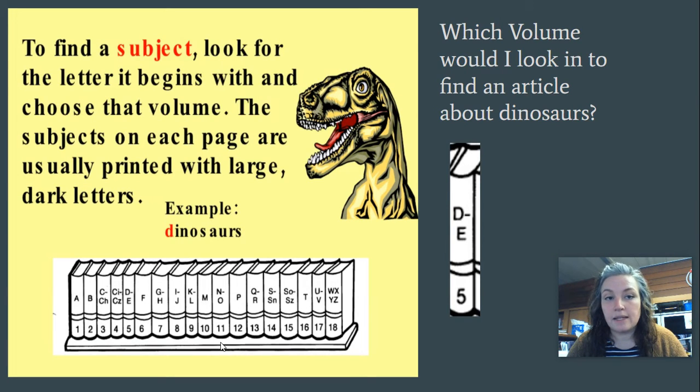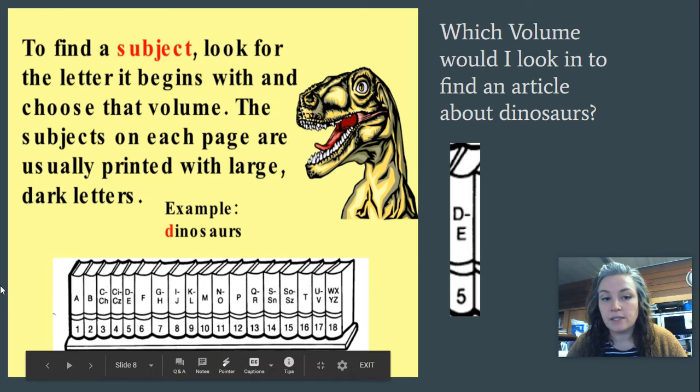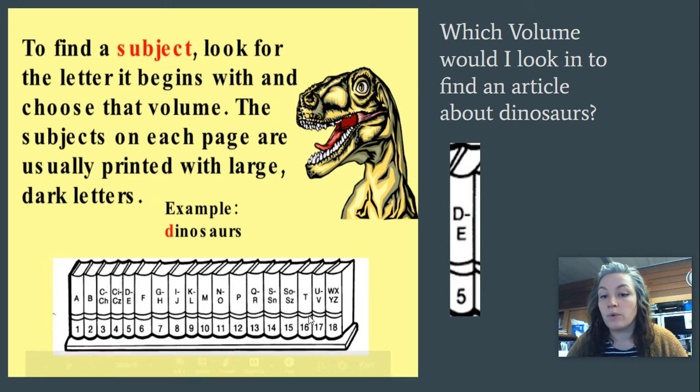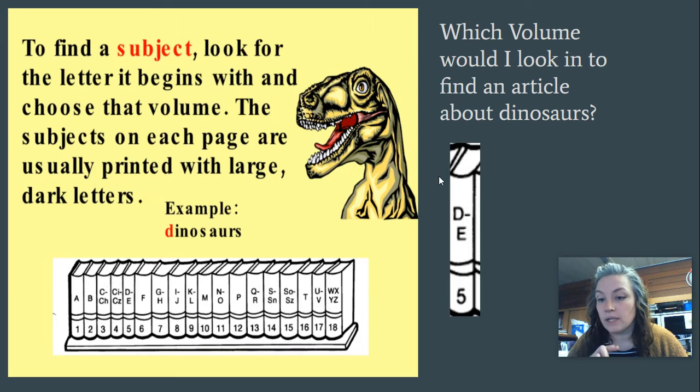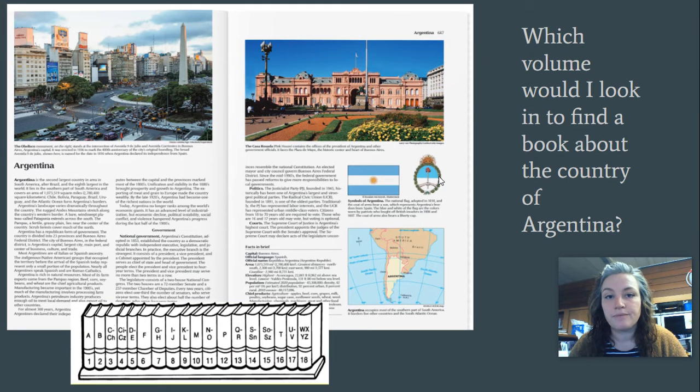So if I had the topic of dinosaurs, I would have to think, well, which volume would that be in? Dinosaur starts with the letter D. So I would need to look at all of the volumes, and I can see here that the letter D is in volume 5. So I would need to grab volume 5 off the shelf, and then I would need to turn the pages until I found DI. And then I would need to look, just like in a dictionary, until I specifically found dinosaur. And then I would be able to read the little article there with information about dinosaurs.